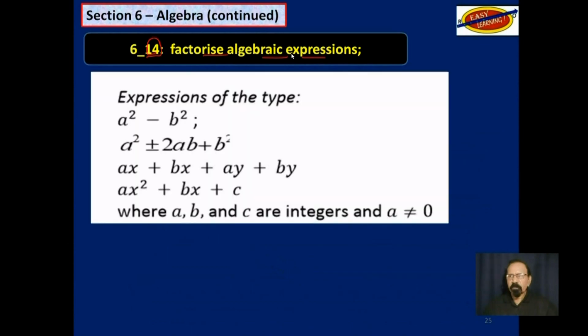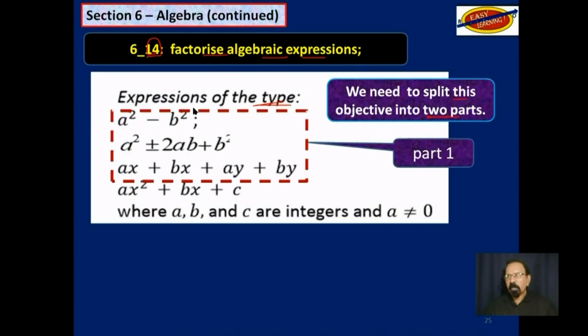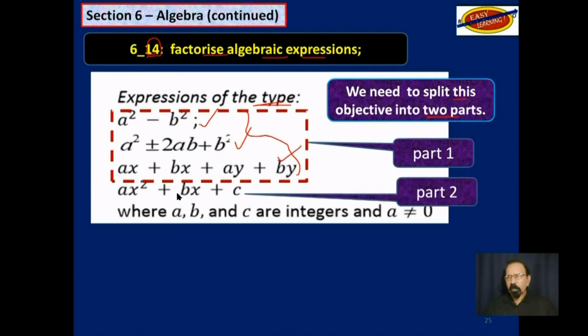So objective 14, section 6, factorize algebraic expressions. And these are the 4 types of algebraic expressions that you need to know to factorize. We will have to memorize some of these. We need to split this objective in 2 parts, as I said before. Part 1, we will deal with these 3 up here, 1, 2, 3. And then in part 2, we will deal with this one down here. So let's begin part 1.